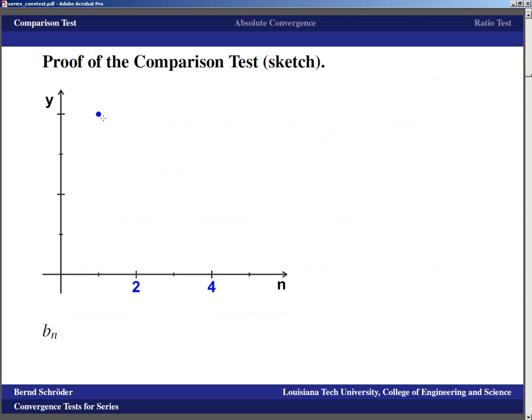Let's look at the sequence of the bn's, which will be the blue dots here. That is a sequence like that. And what we know is that the bn's all exceed the an's, which will be the black dots. And we know that an and bn are both greater than or equal to 0. So we have this relation that bn is greater than or equal to an, and that is greater than or equal to 0. And that works, of course, at every stage. So the two sequences line up like this.